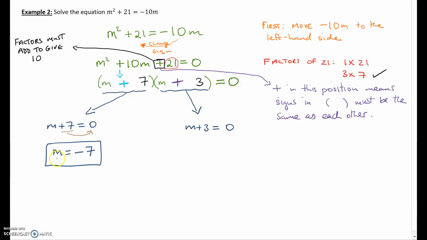Remember, what you want to do is get a letter on its own. That's when you're finished. And do something similar here. You want m on its own here as well, so move the plus 3 across. Remember, it changes sign as it moves across. So if the 3 changes sign as it moves across, it becomes minus 3. So our two answers, our two solutions, are m equals negative 7 and m equals negative 3. So the factors are here, solutions are here. Those are the factors. And these are the solutions.